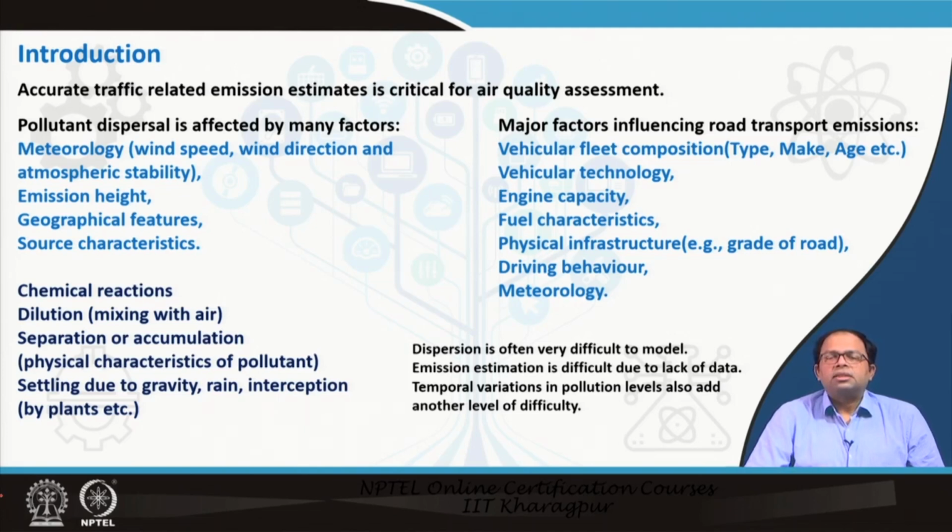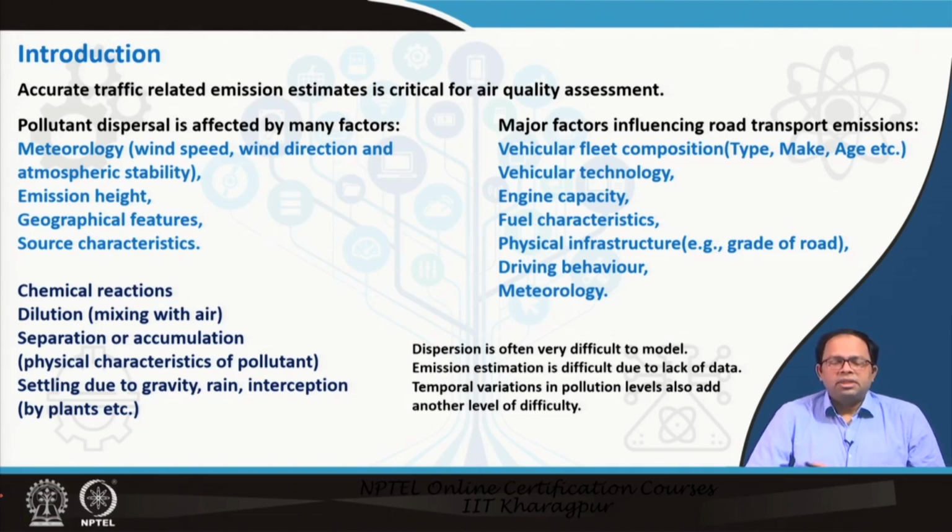The fuel characteristics of that particular country, or even that particular area, also play a role. For example, the amount of sulfur in the fuel and so on. Then physical infrastructure, for example, what kind of road space we have, what is the grade of the road, plays a role in the amount of fuel consumed, and that leads to different kinds of emission as well. We also have differences in driving behavior in different areas, and the meteorology also varies from place to place. So, all these factors influence road transport emission.